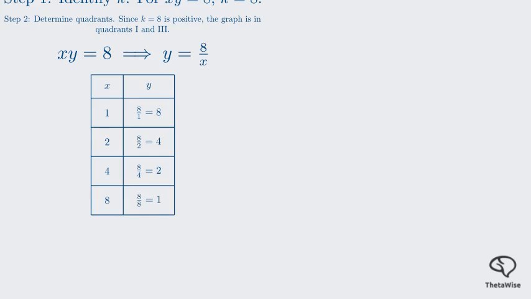Now we can plot these points on a coordinate plane. Plot the points (1, 8), (2, 4), (4, 2), and (8, 1). Remember, the asymptotes are the x and y axes. Now sketch a smooth curve through these points, making sure it approaches the axes but never touches them. The branch should look like the one in figure 4.21.